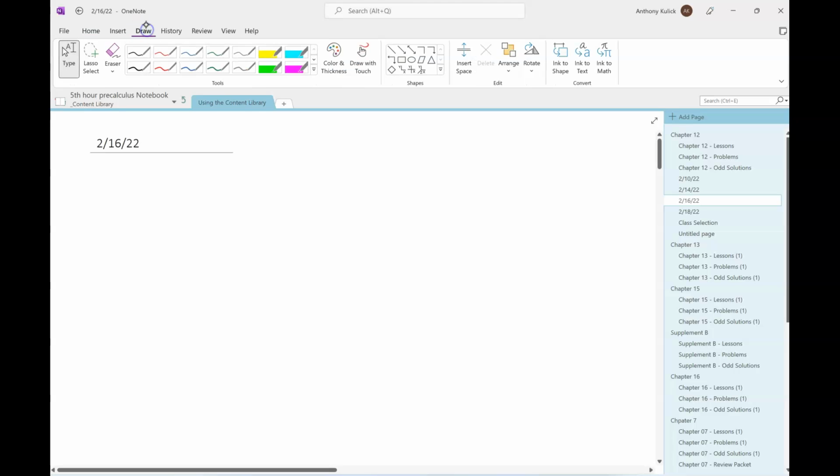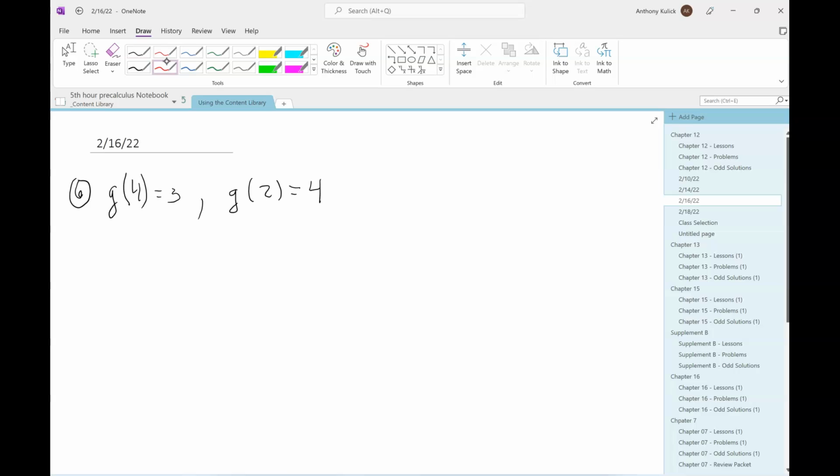Sure. So 6 says to write a linear function that satisfies the following conditions. Probably the easiest way to handle this is when I see that g of 4 is equal to 3, it basically just tells me that I need to pass through the point (4, 3). And when g of 2 has to equal 4, I have to pass through the point (2, 4).